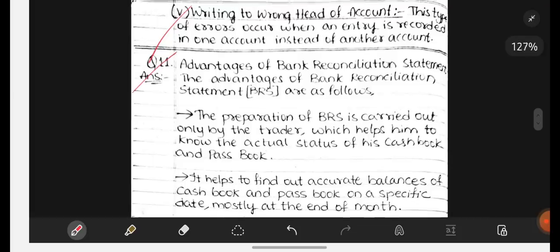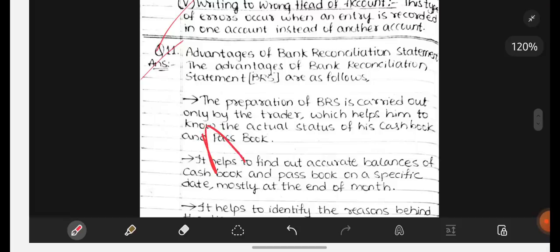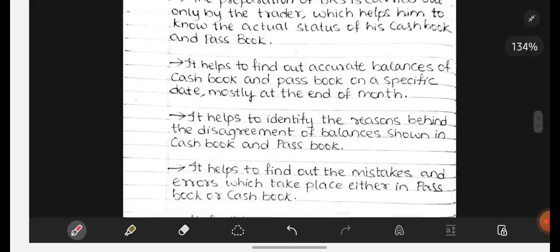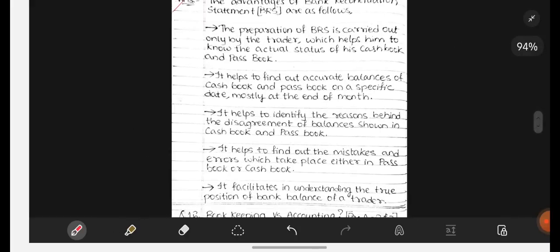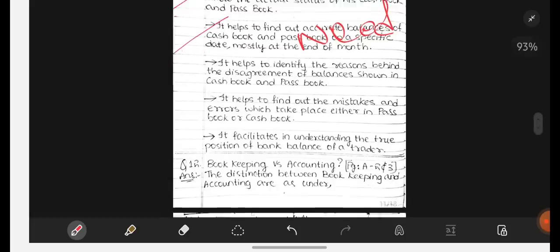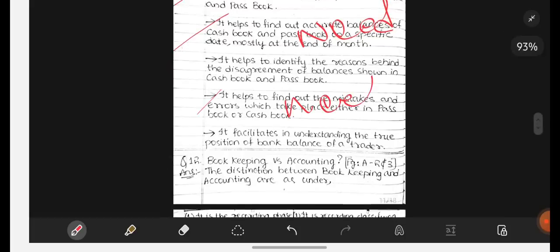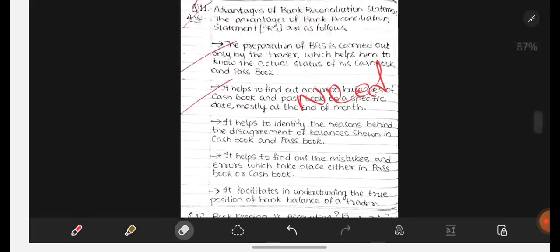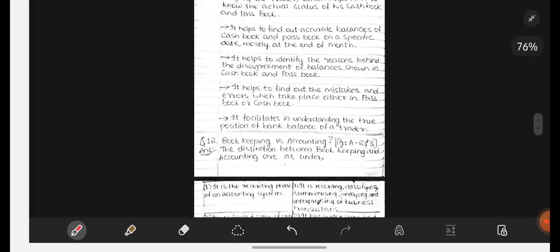Advantages of bank reconciliation statement. Need and advantages, somewhat it is similar. Those points also you can include in this, but you still see once. Okay, the preparation of BRS is carried out only by the trader. It helps to find out accurate balances. See, this was in the need also. Need. Yes or no? To find out the mistakes. This was also in the need. This was also in the need. So you have to write whatever it is the need. Mention 2 to 3 extra points.